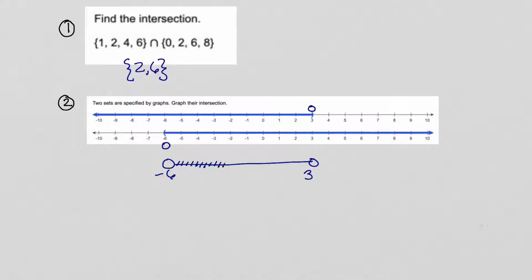I'll just indicate it like this. I can't draw that big fat bar. There's our intersection. So in set notation it would look like this. Well, actually in interval notation it would look like this. Open around -6, open around 3.